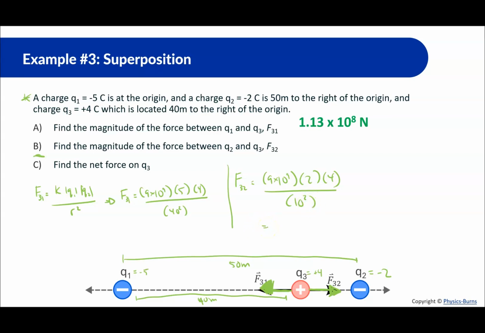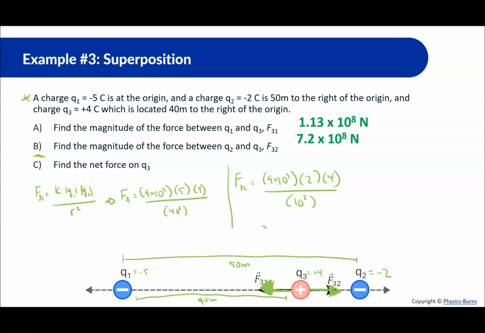All right, let's see what that is. 9 times 10 to the power of 9 times 2 times 4 divided by 10 squared. And then we get something like 7.2 times 10 to the 8th.